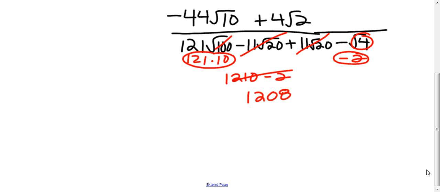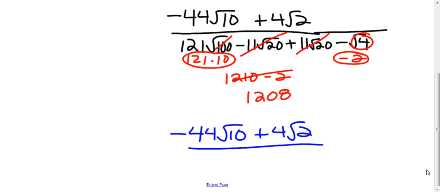So now if you look at where I'm at and make this just a little bit prettier, I have on the top -44 root 10 plus 4 root 2. And in the denominator, all of that mess turned into 1,208.